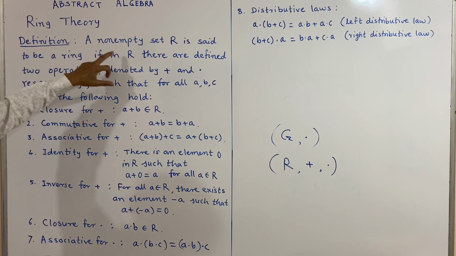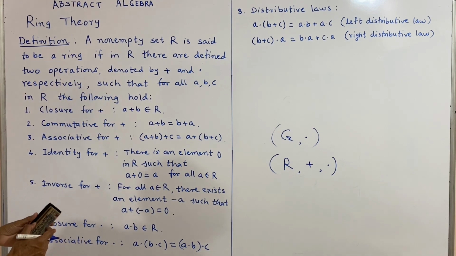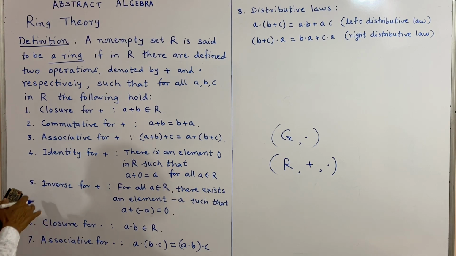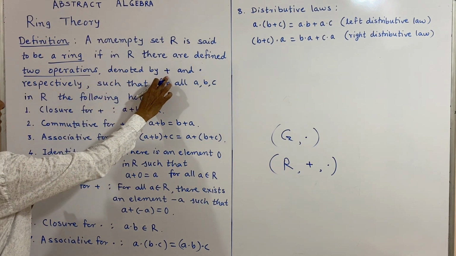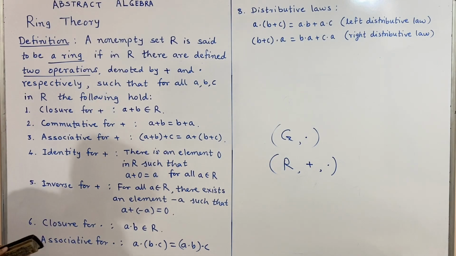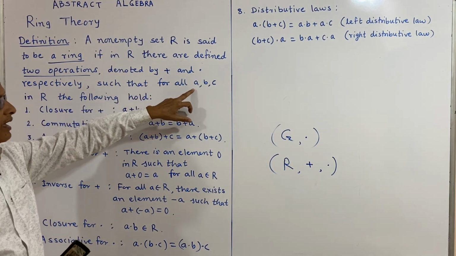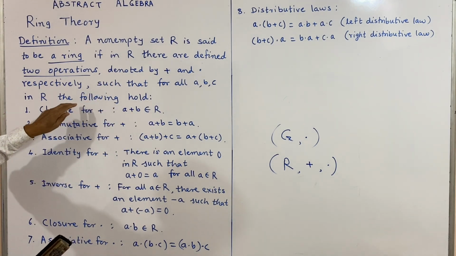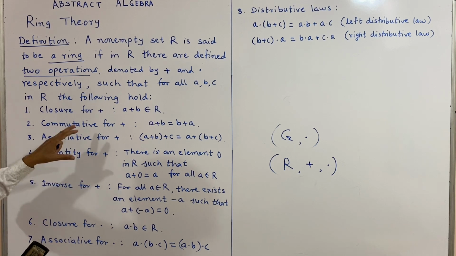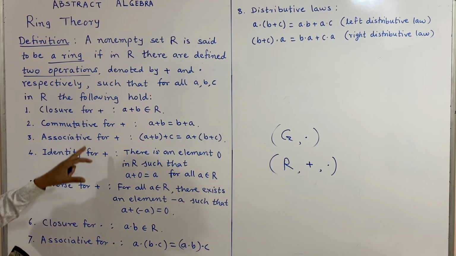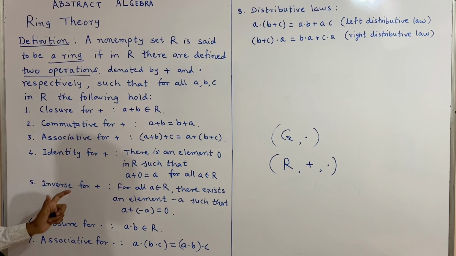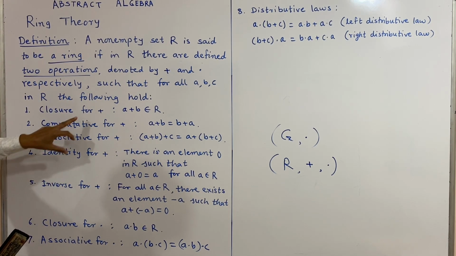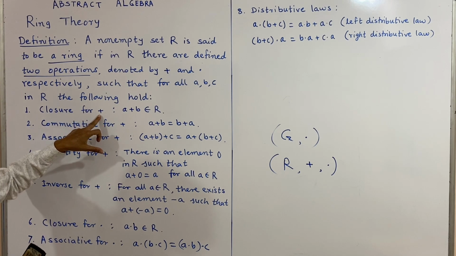The definition is: a non-empty set denoted by R is said to be a ring if in R there are defined two operations denoted by plus and dot, addition and multiplication respectively, such that for all A, B, C in R, any three elements we consider, the following laws hold. And these are actually the 8 laws we have listed here. These are the axioms of ring theory, and the first 5 are associated with the addition operation.